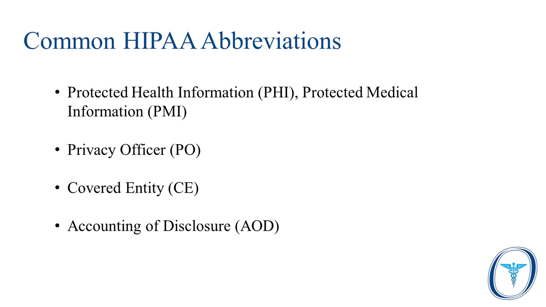Some common words or abbreviations used in dealing with HIPAA are private healthcare information, or PHI, protected medical information, or PMI, privacy officer, PO, covered entity, CE, and accounting of disclosure, AOD.